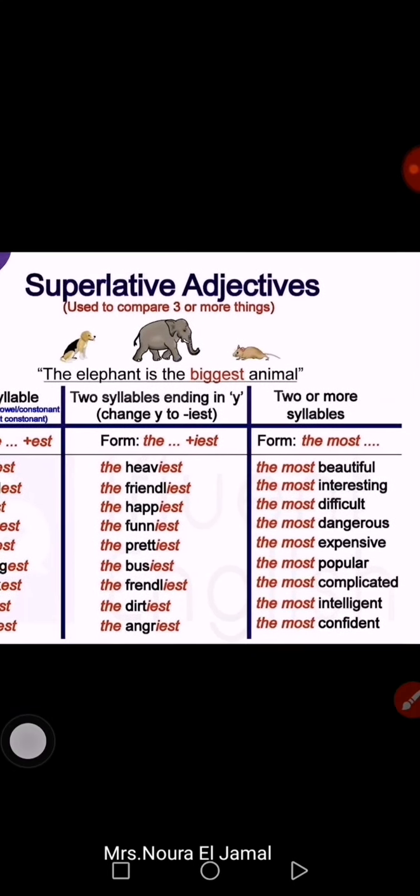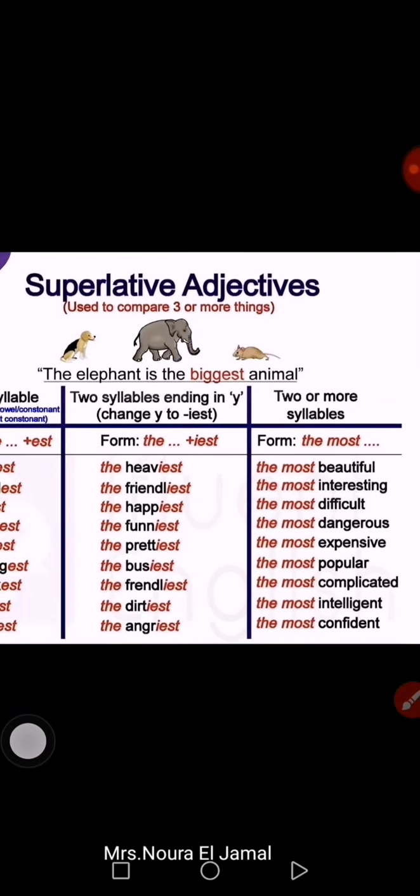So here we understand that we can form the superlative adjective by adding the before the adjective and est or iest after the adjective if it's one syllable or two syllables ending in y. If two syllables or more than two syllables, we use the most plus the adjective.